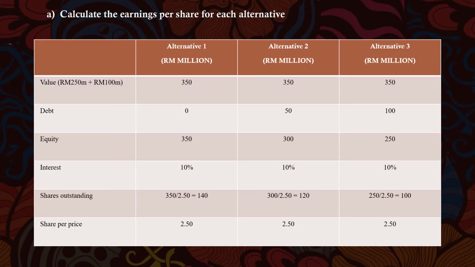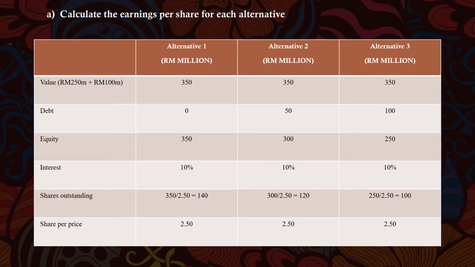Okay, let's begin with the first question, which is to calculate the earnings per share for each alternative: alternative 1, alternative 2, and also alternative 3. To get the EPS, we need to find the shares outstanding first, which is the amount of equity divided by the price per share, for alternative 1 as an example.